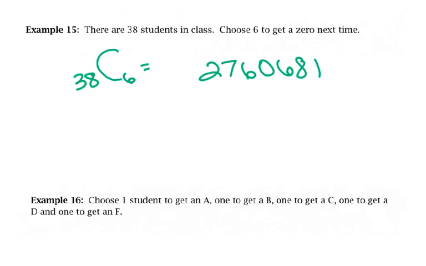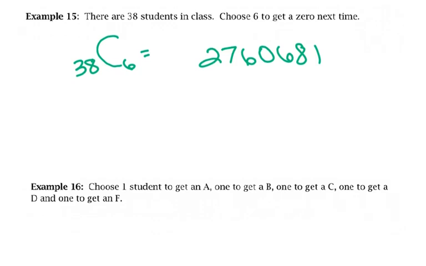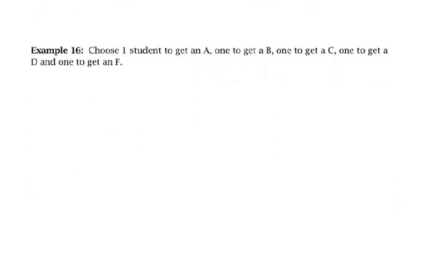Later on, we'll use combinations and permutations to find some probabilities. This one's a little bit harder, but we're going to do some other problems where we have to find some probabilities. So let's do example 16. I'm going to choose 1 student to get an A, 1 to get a B, 1 to get a C, 1 to get a D, and 1 to get an F. So I'm choosing 5 students out of the 38.